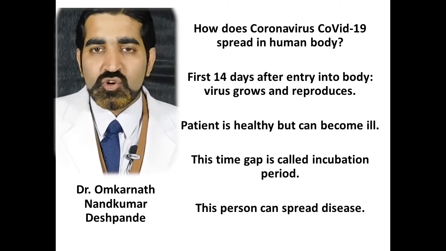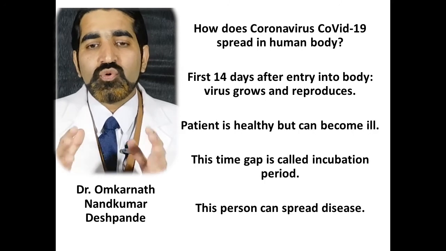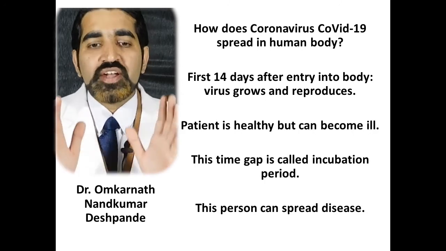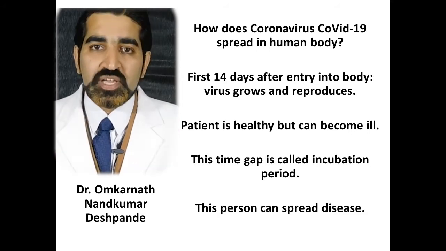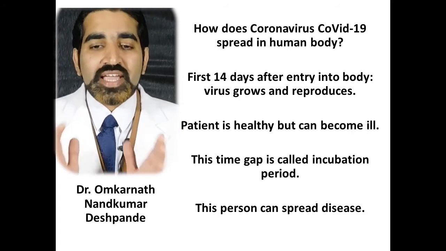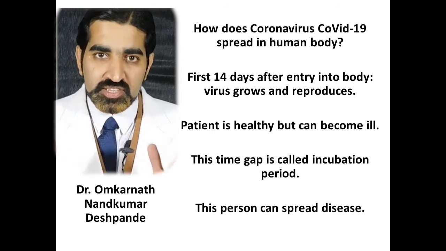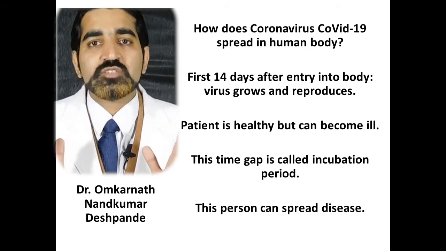Now, when this COVID-19 infects, how does it spread? For the first 14 days, the virus will enter the body, grow and reproduce. Till that time, the person usually is healthy but can become ill after 5 to 7 days. The gap is called the incubation period, and in these 14 days, the person can actively spread disease.